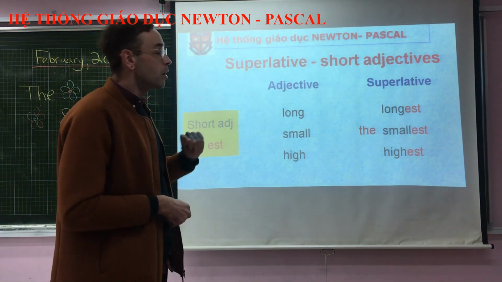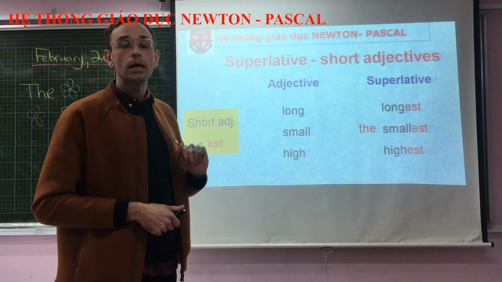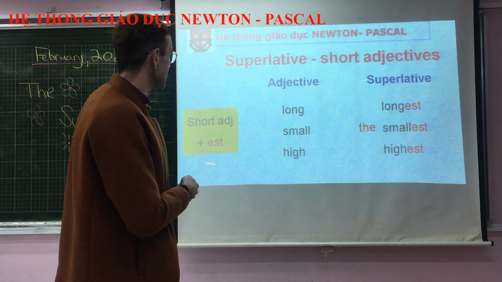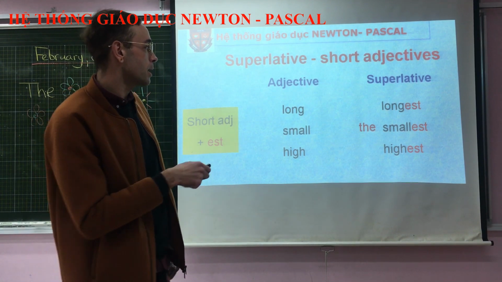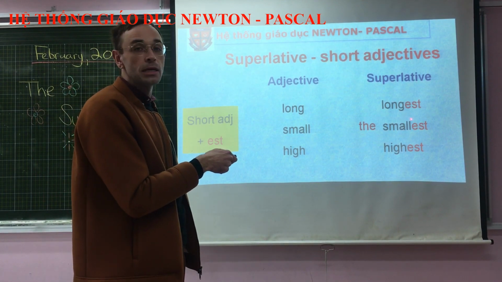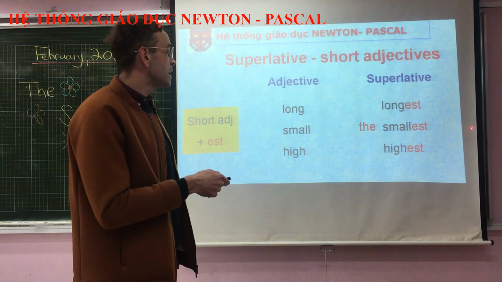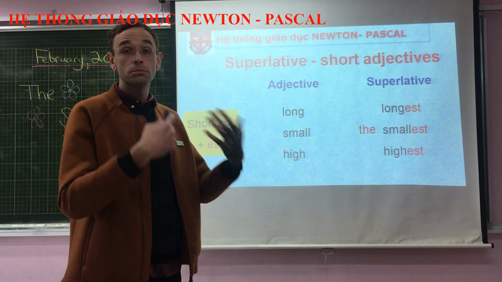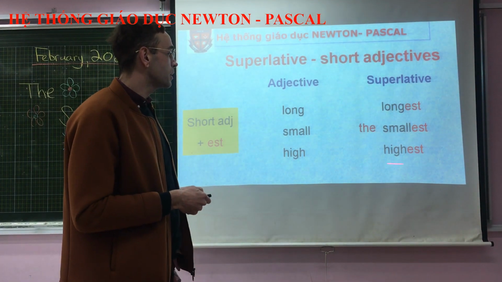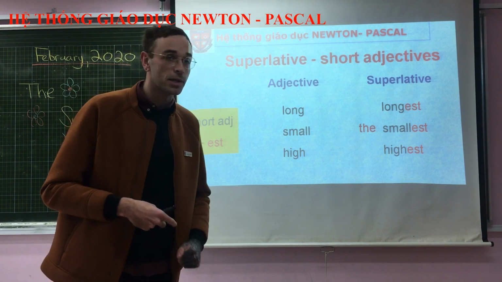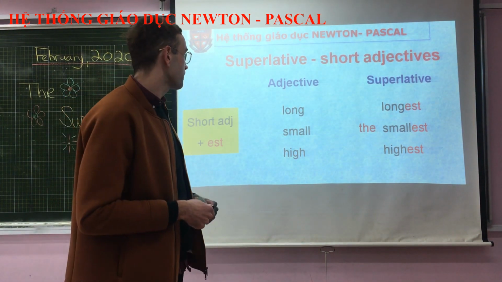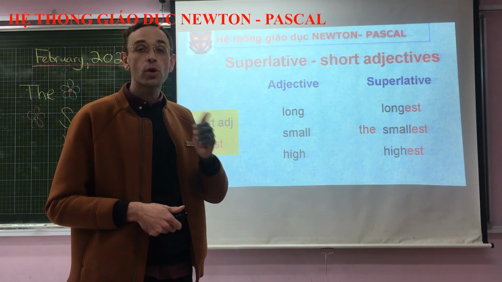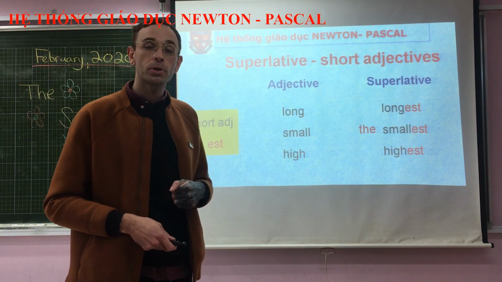All right, so the easiest rule for superlatives and for short adjectives is to just add est to the end, okay? Long plus est becomes longest. Small plus est becomes the smallest. And high plus est becomes the highest, okay? So, adding est to the end of short adjectives creates their superlative.